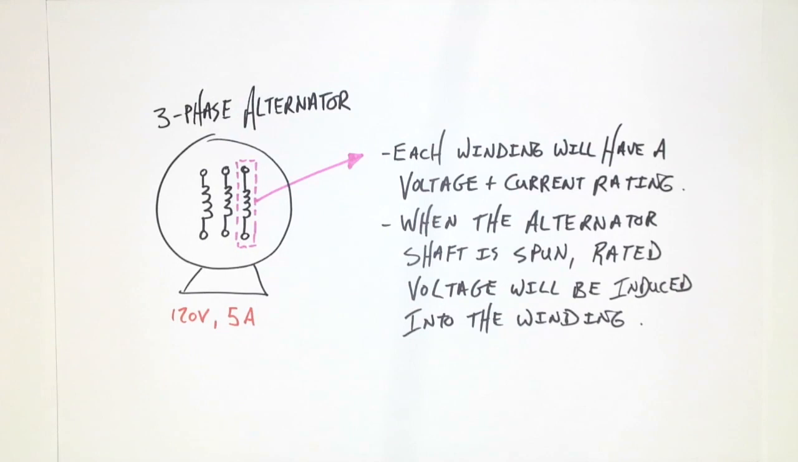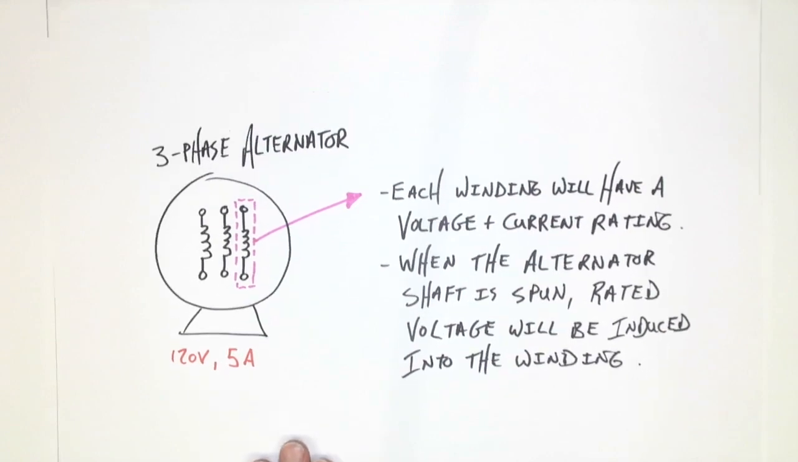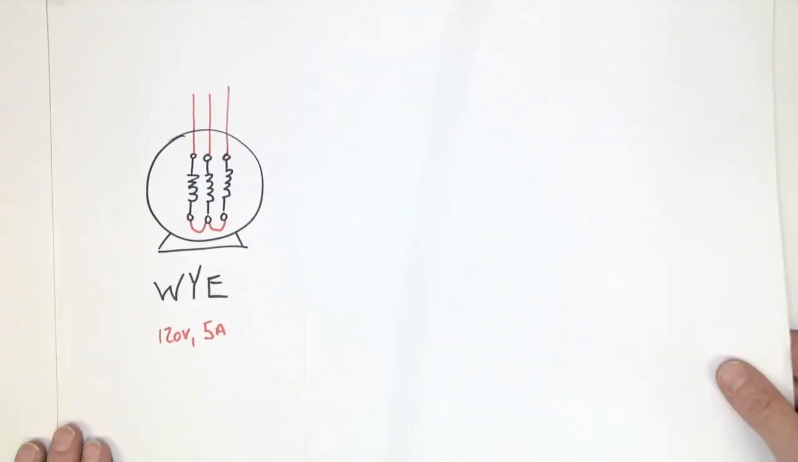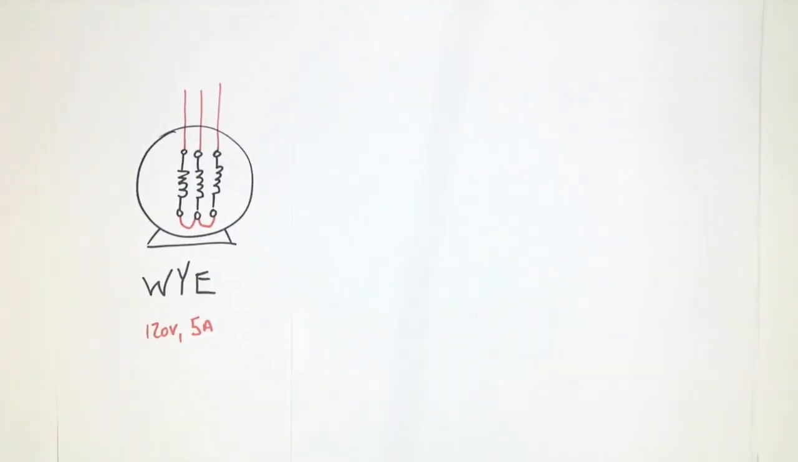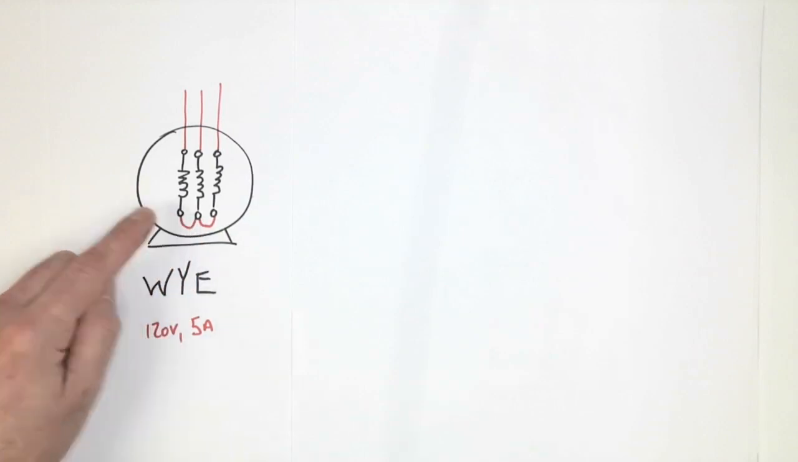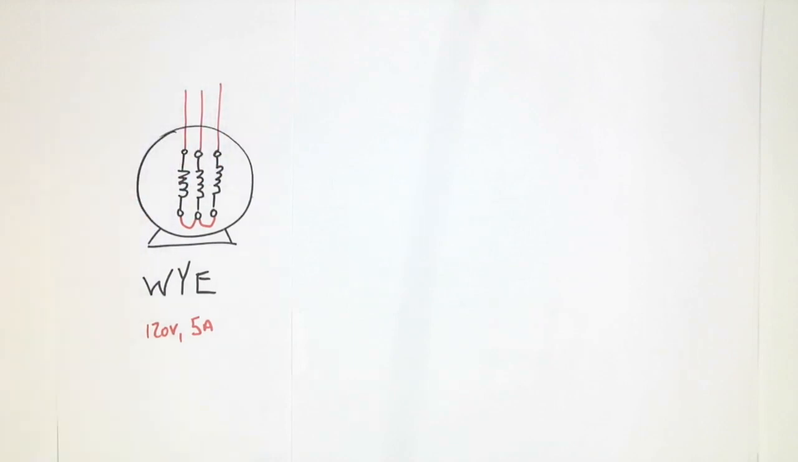So let's take a look at this alternator and see what happens if we were to connect these windings in Y. When we connect them in Y, it would look somewhat like this. I've chosen not to place a neutral onto that star point as it doesn't aid in this example. But as you can see, there is a common point connection here and three individual line conductors. A Y-connected alternator, 120 volt 5 amps is the individual winding rating.